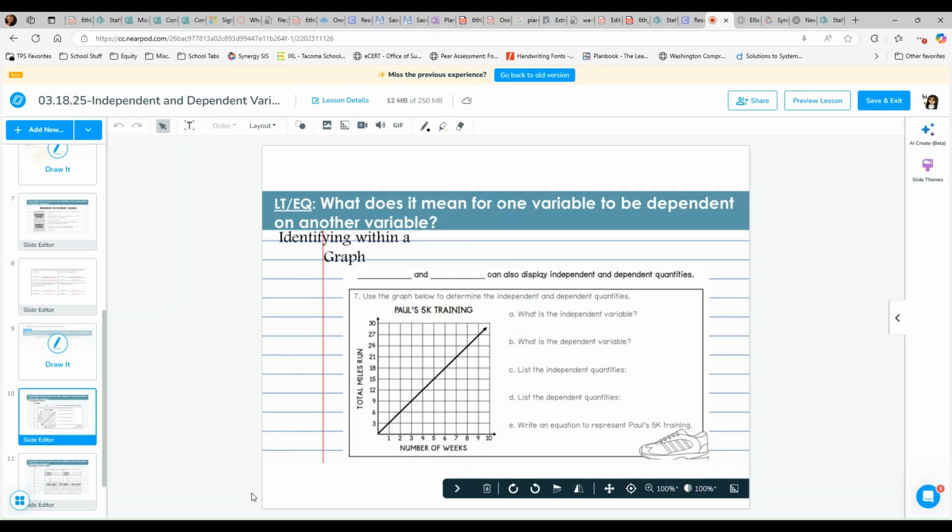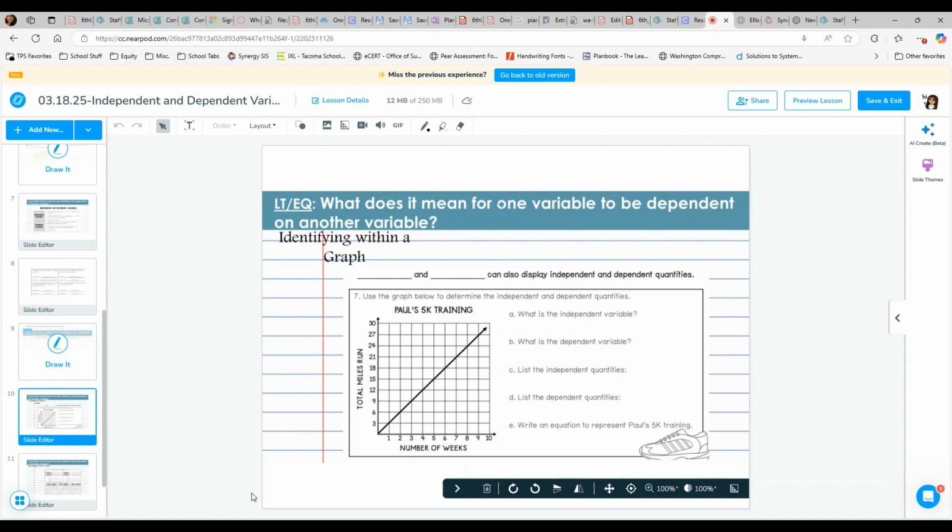All right. When we're thinking of our essential question of learning trigger, what does it mean for one variable to be dependent on another variable? We can think about graphs and tables that can also display those independent quantities. Using the graph below to determine the independent and dependent quantities, let's talk about each of these different questions pertaining to the graph to our left. It says, what is the independent variable?